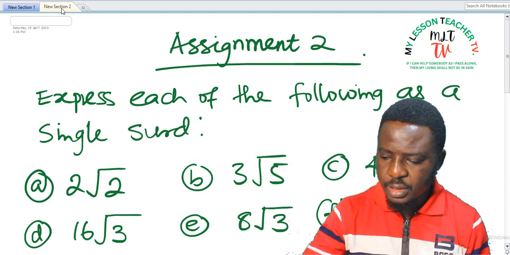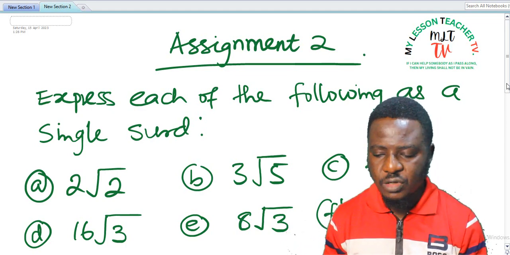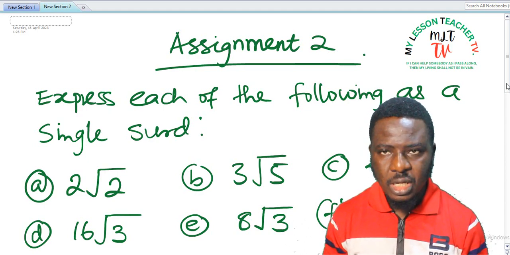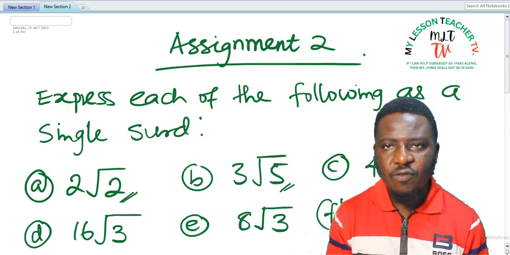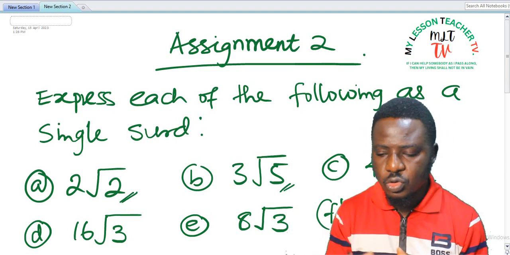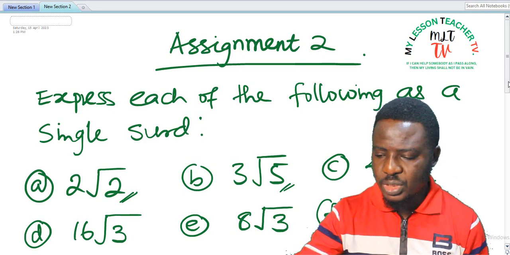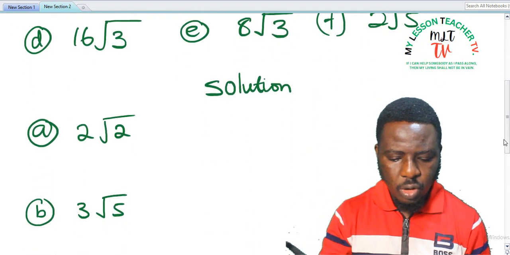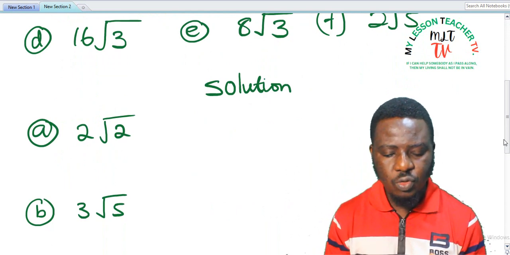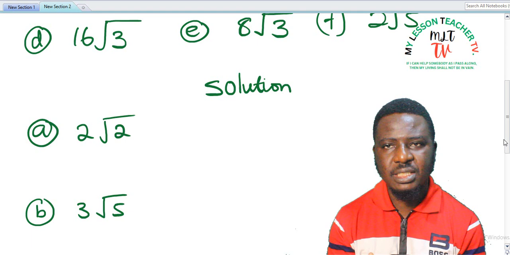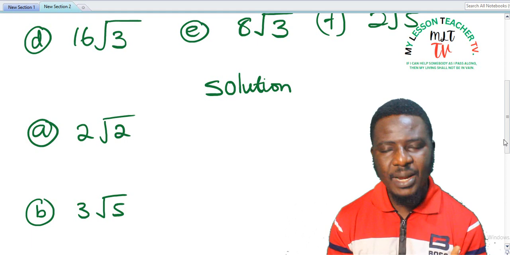So I will be giving you answers to the assignment 2, where we're asked to express each of the following as a single surd. Now, they were all given in their basic forms. It is now left for us to convert them from the basic surd forms to the single surd form, which will equally help us in today's class, which has to do with addition and subtraction. So I will not be taking it step by step. I will be skipping some steps just to give you the answers. You can also use this trick in objectives, where you have them in your objectives. You can apply them in solving it.